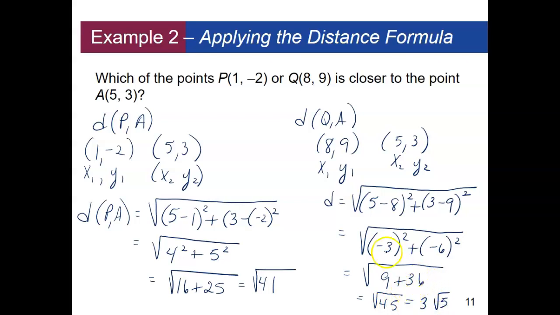Okay, so we want to know which one is closer to this point. Is P closer to A or is Q closer to A? So when I compare these values here, these are my two distances. It's a little bit hard to compare, so I'm actually going to go back to this one for comparison purposes. So the square root of 41 is going to be less than the square root of 45. And because it's less than, that means P is going to be my closer point. Okay, so P is closer to A than Q is.